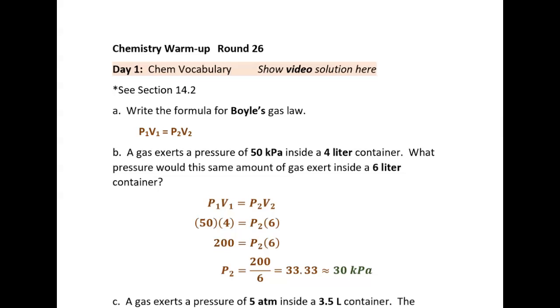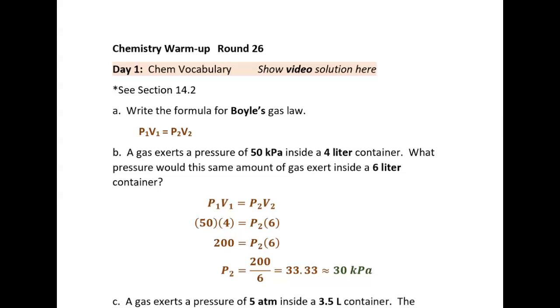Here are the answers for the day one warm-up. Question A, write the formula for Boyle's law. P1 times V1 equals P2 times V2. P means pressure, V means volume.